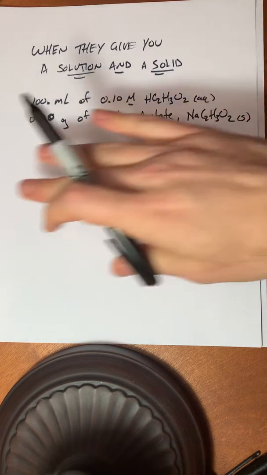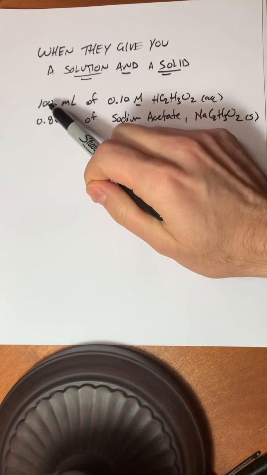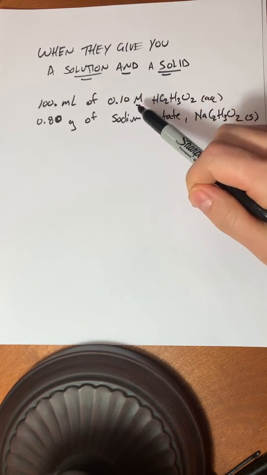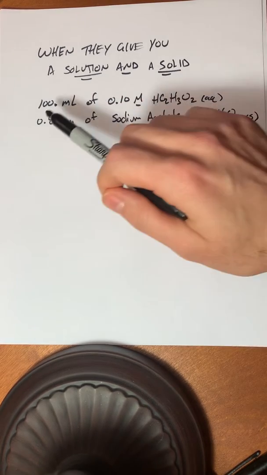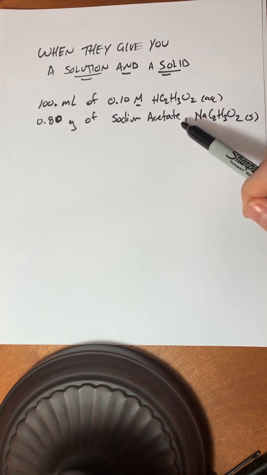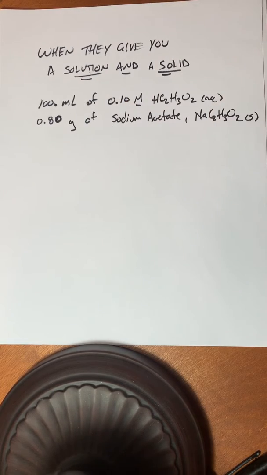In this case, we have 100 milliliters of 0.1 molar acetic acid, and then we're going to add in 0.80 grams of sodium acetate directly into that 100 milliliters. Oftentimes in the College Board questions, they'll say that the volume of the solid that was added is negligible. So once you mix these two things together, the volume is going to be 100 milliliters in this case. We don't really worry about the volume that 0.8 grams contributes.